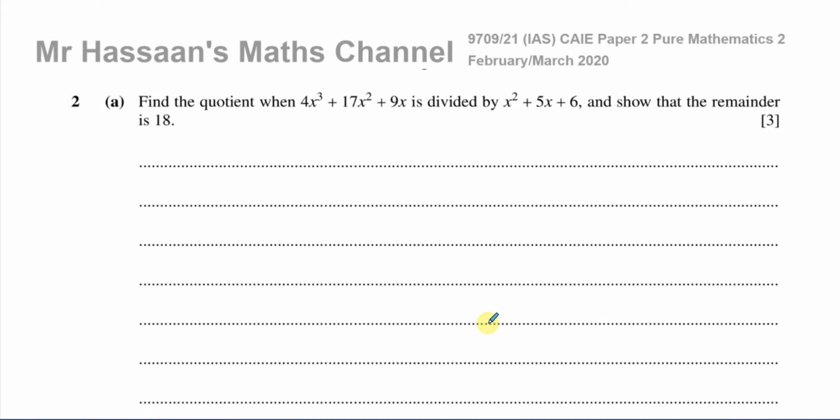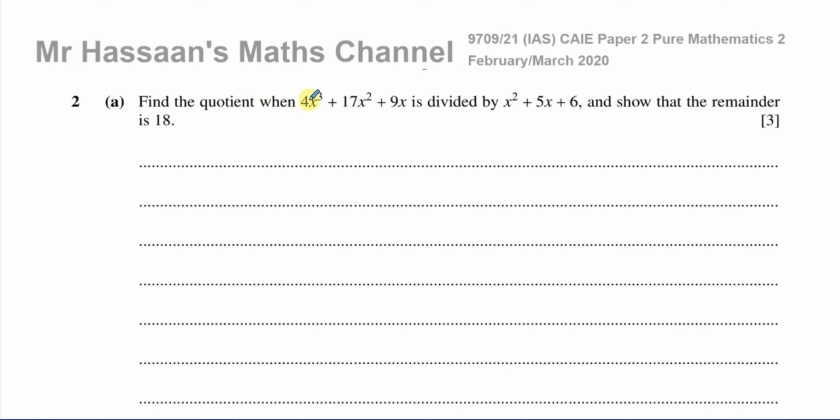Hassan's Maths channel, and I'm answering question number 2 from the February-March 2020 Pure Mathematics 2, paper 2 from Cambridge, AS level 9709. This is paper 2 and variant 1. And this question is from, as I've mentioned before, P2 for Cambridge, which is completely contained within P3. So questions from the P2 paper are very much relevant to the P3 paper, so I'm doing this question to help my students. Here we have a question involving algebraic long division.